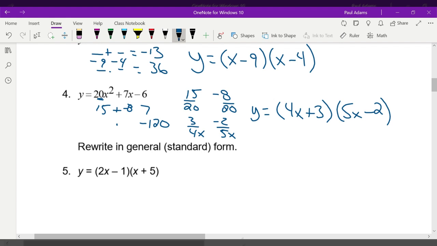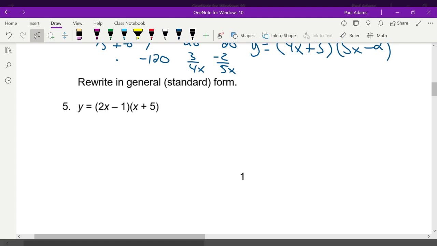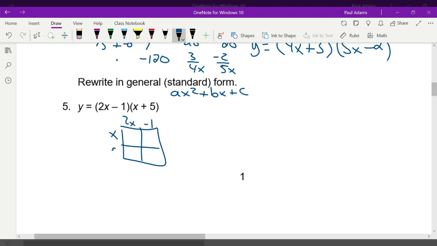All right, then for the next one, number 5, rewrite this into standard form. Remember, standard form is ax squared plus bx plus c. So how do we do that? We just take these two factors, put them in the box, and multiply them. All right, so I have 2x minus 1, and I have x plus 5.